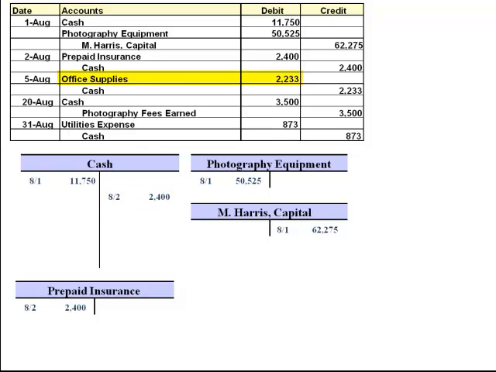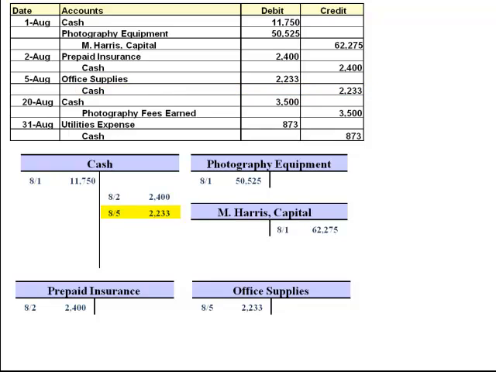Debit office supplies $2,233. We create the T account and store the debit. We then have a credit to cash $2,233. We return to the cash T account and store the credit.